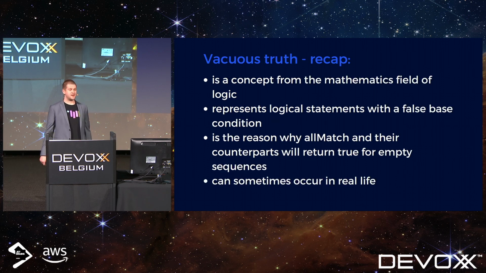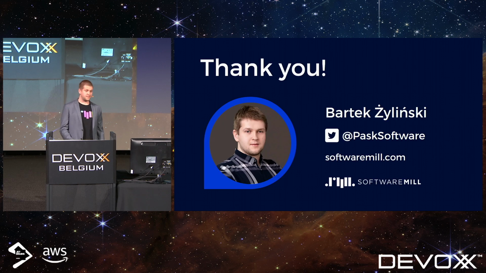And as it is time to sum up this little talk of mine, vacuous truth is a concept from the mathematical field of logic. It represents all logical statements with a false base condition, and is the reason why allMatch and its counterparts in other languages will return true for empty sequences, and as you could see a moment before, it can sometimes occur in our real life.